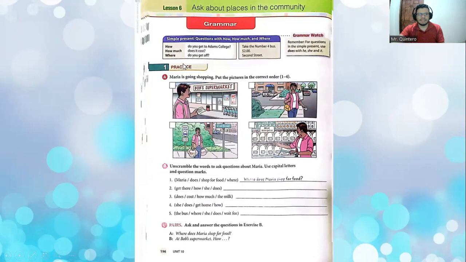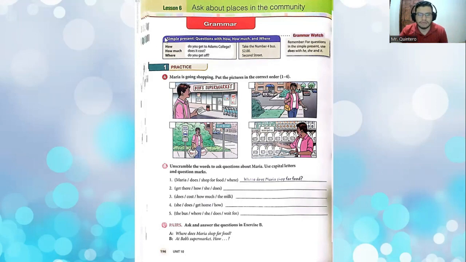Lesson number 6, ask about places in the community. And what do you need to do? For example, simple present questions with how much and where. Let's go repeating. How much and where. How much is when you're asking for the money. How, for example, by bus, by taxi, by motorcycle.